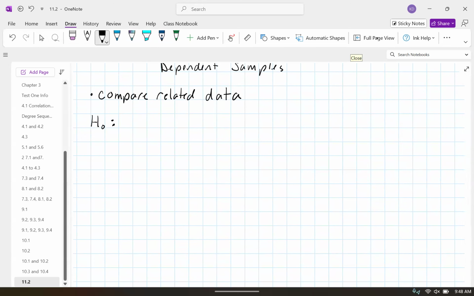Our null hypothesis for any type of test we're doing is the mean difference is equal to the population difference. So our mu sub d is going to be like our sample data. It's what we calculate based on what we're looking at. So there's no difference.